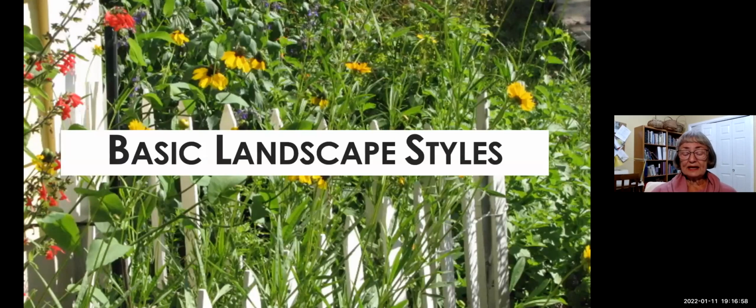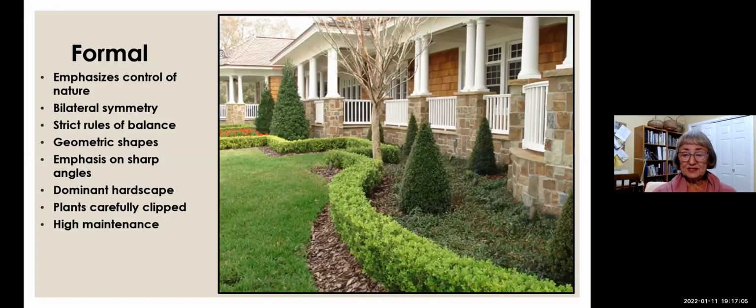So, basic landscape styles. I'm going to do this really fast. I've done this for y'all before, but it's just a review. You can do any of these styles with your natives. One is the formal, which is definitely controlling nature. You'll notice everything is very geometric. It is very closely clipped. It is very balanced. It doesn't look like anything you would find naturally in nature. It is also very high maintenance because of all of the trimming and whatever you have to do.